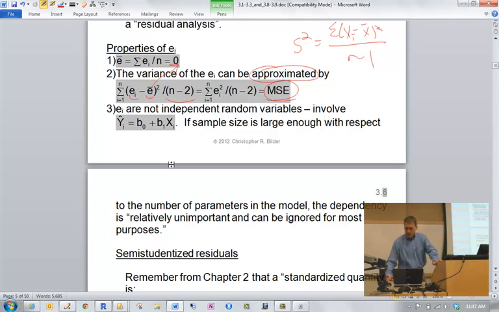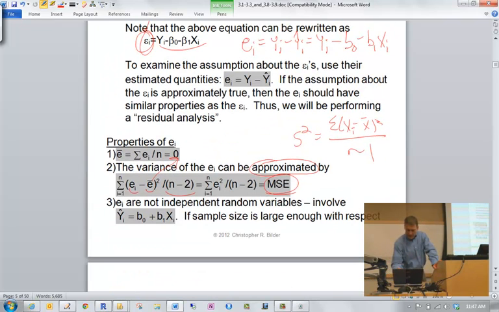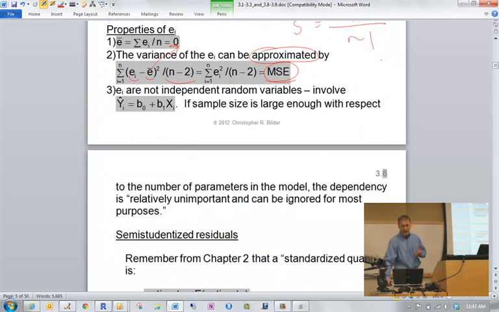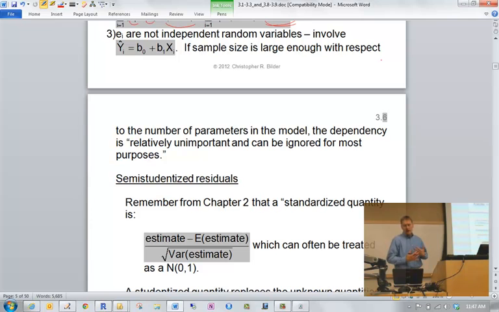Why? Well, notice in every one of these e's, now I'm going to have B0 and B1 always. That's what screws up the independence. So you might be thinking, well, how can I then evaluate that independence assumption of the epsilons if I know the e's are already dependent themselves? Well, what ends up happening is that, as long as you have a large enough sample size, the dependence amongst the e's is usually very, very small.